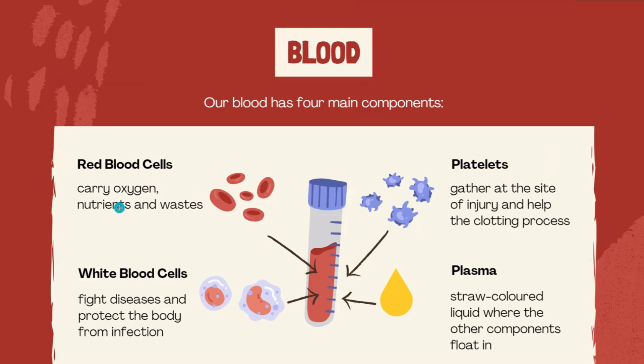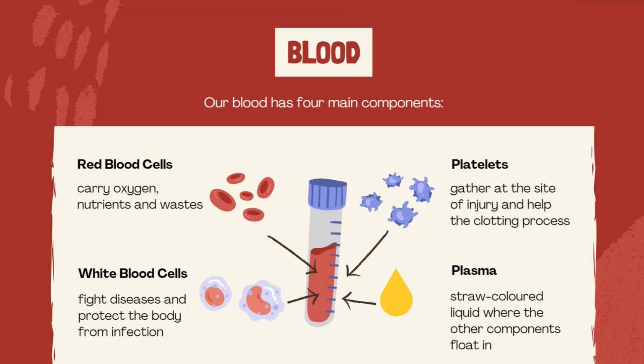Oxygen, nutrients, and wastes. White blood cells fight diseases and protect the body from infection. Then we have platelets that gather at the site of injury and help the clotting process.